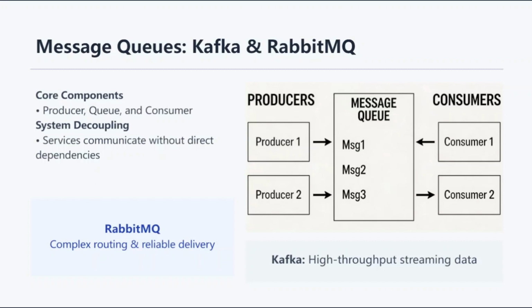So, whether you need the surgical precision of RabbitMQ or the sheer volume capabilities of Kafka, both help us achieve a more flexible backend. Next, let's look at some practical use cases to see these in action.